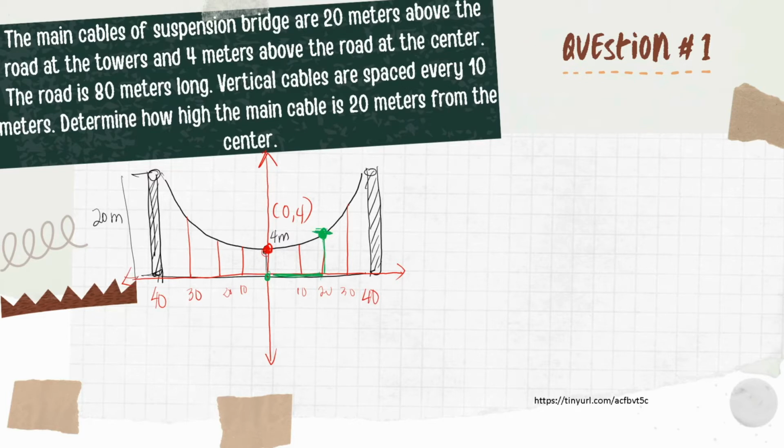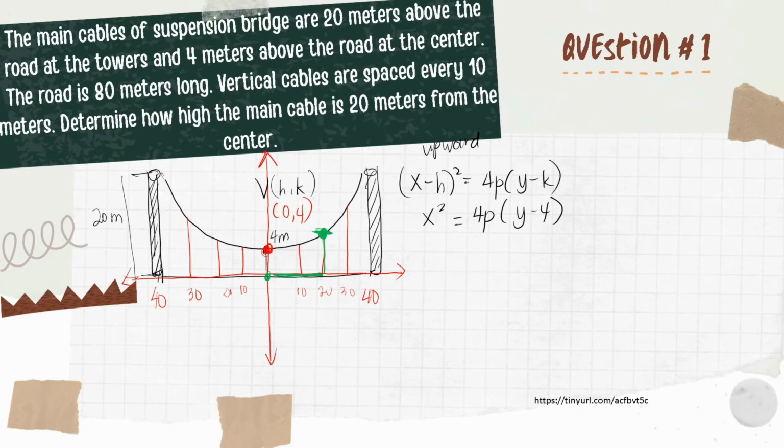So, let's get the equation of the parabola first. It is opening upward, and the vertex (h, k) is (0, 4). So, the equation is (x minus h) squared equals 4p times (y minus k). With h equal to 0, it is just x squared equals 4p times (y minus 4).